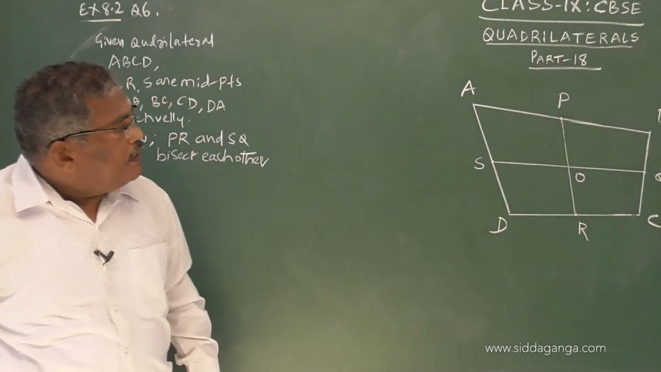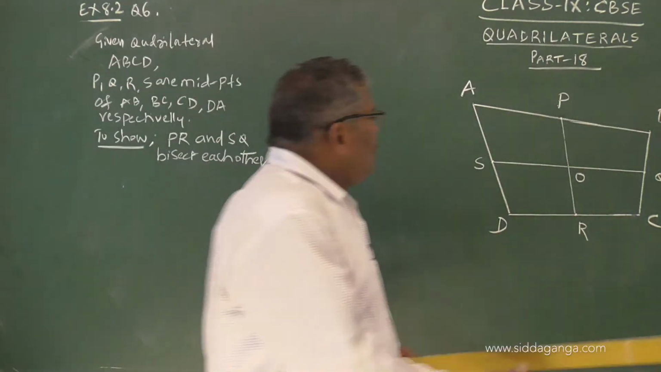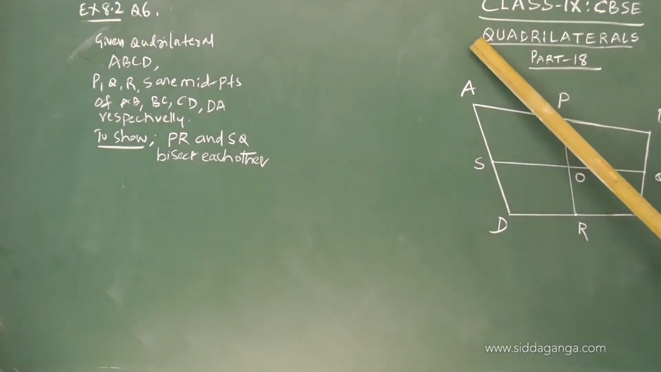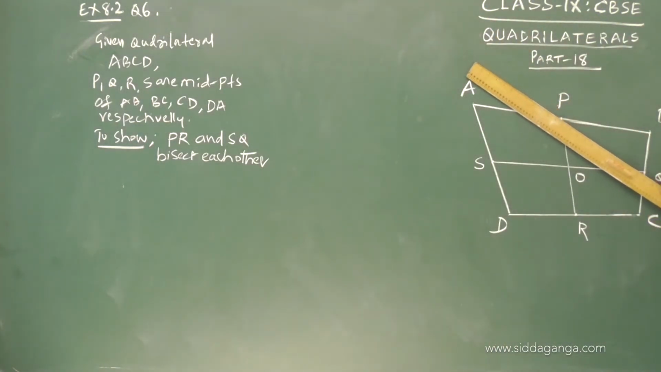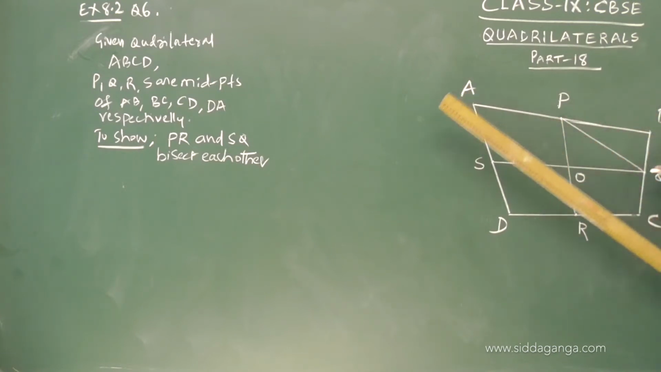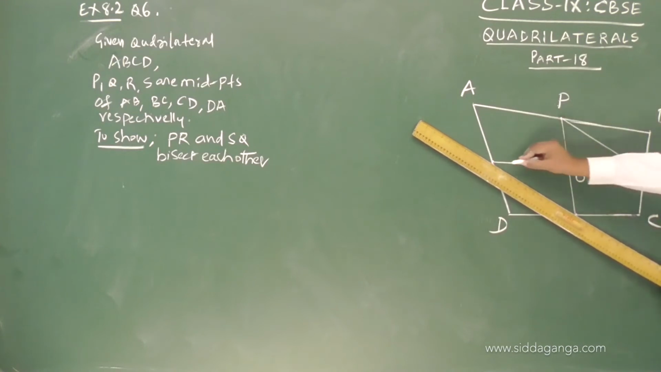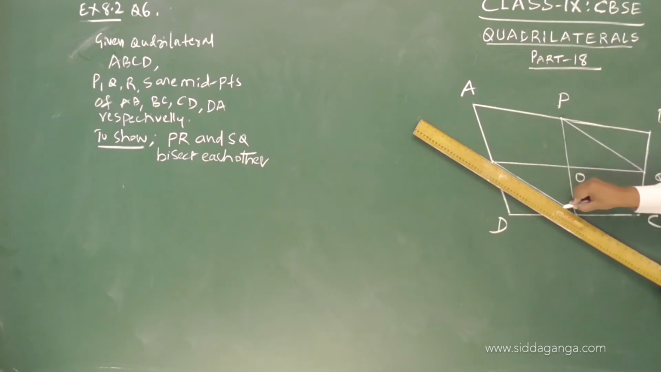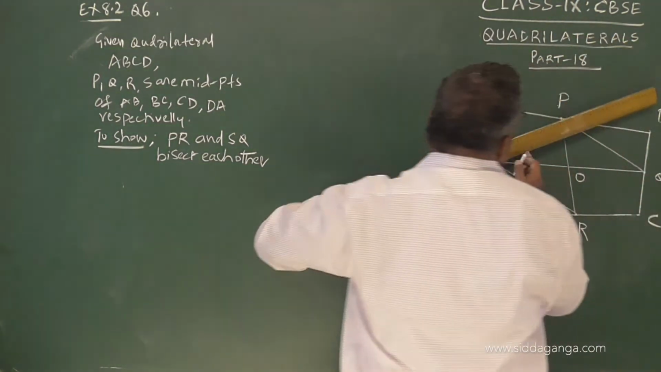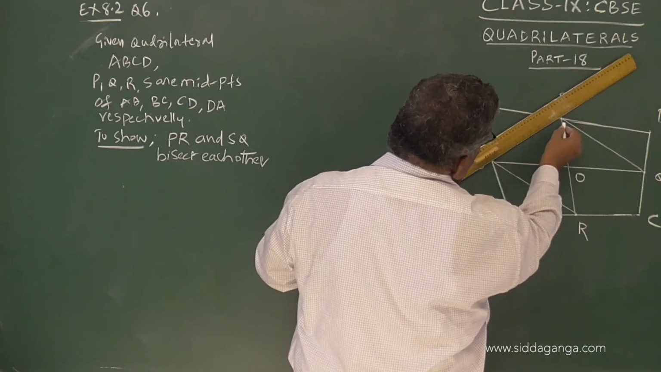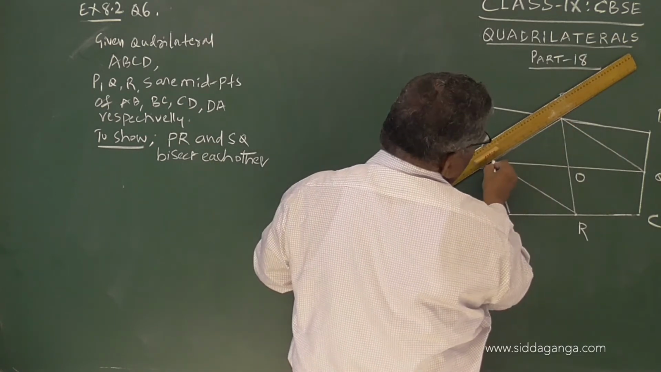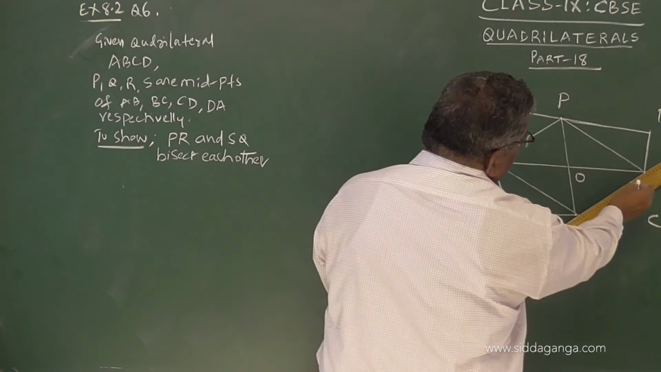Now join the points PQRS. So I will join PQ, SR, PS and QR.